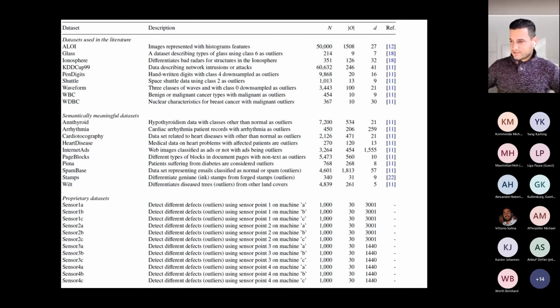So here is the list of data sets that we tested or evaluated our approaches. So we took most of the available tabular data sets in outlier detection, and we enriched them by sensor data sets that are currently still proprietary, but we are working on getting these open.